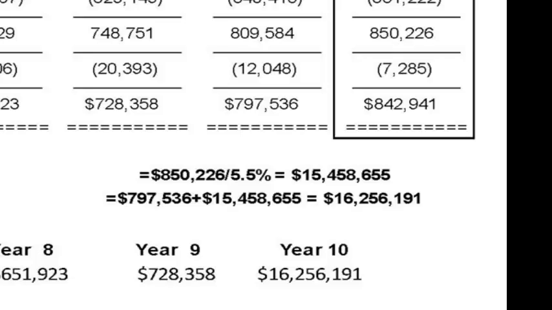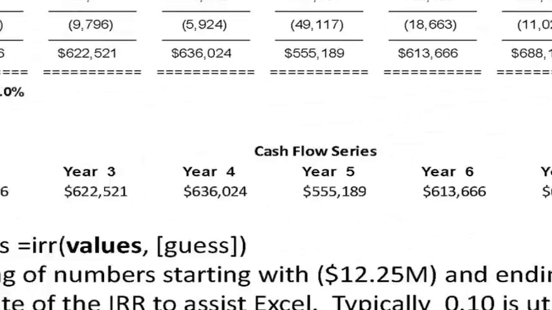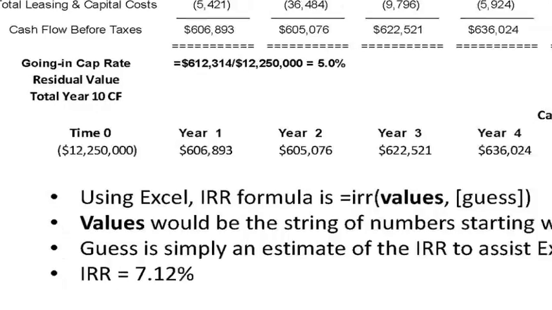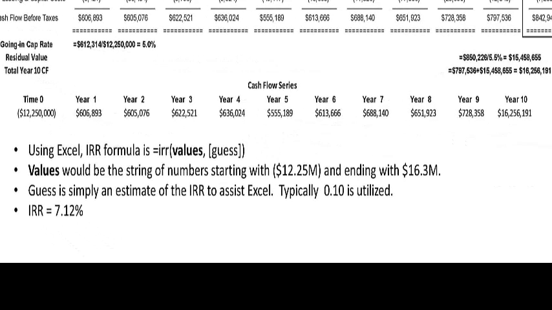And ultimately, you need to be aware that for your year 10 cash flow, it is not only the 10th year of cash flow, but you have to add in the residual value that you have calculated. So you can see the total year 10 cash flow of a little over $16.25 million. So under my cash flow series here, you can see the original purchase price of $12.25 million, the individual annual cash flows for years 1 to 9, and then in year 10, you get the 10th year cash flow from the property as well as your residual value.